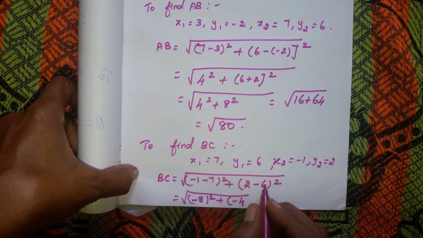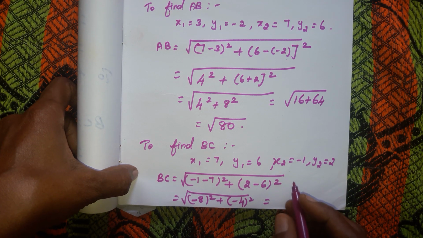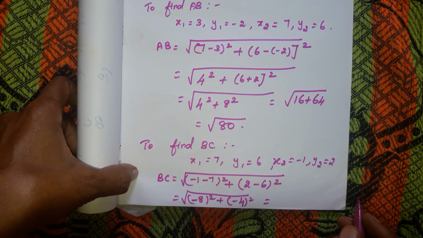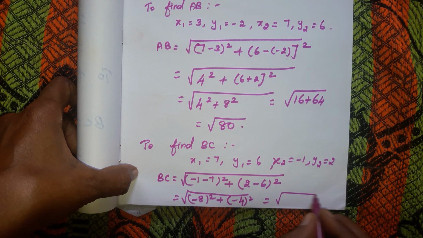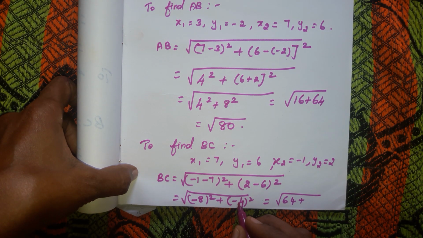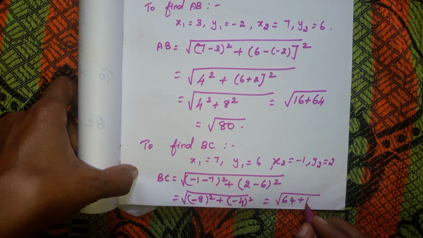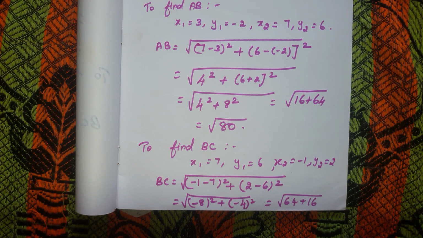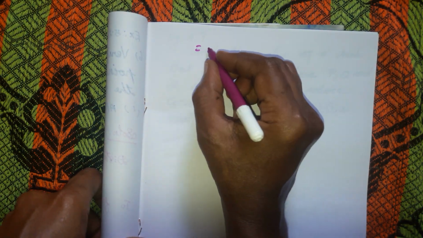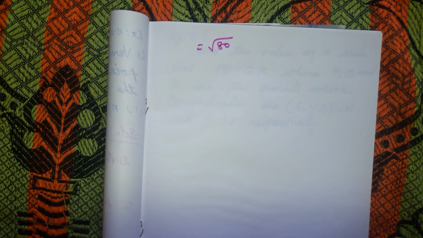Subtract: 6 minus 2 is 4, the greater number's symbol is minus, so minus 4 the whole square. Minus 8 the whole square is 64. Minus 4 the whole square, minus the whole square means plus, 4 fours are 16. 64 plus 16 is equal to root 80. So BC is root 80. Next we want to find CD.